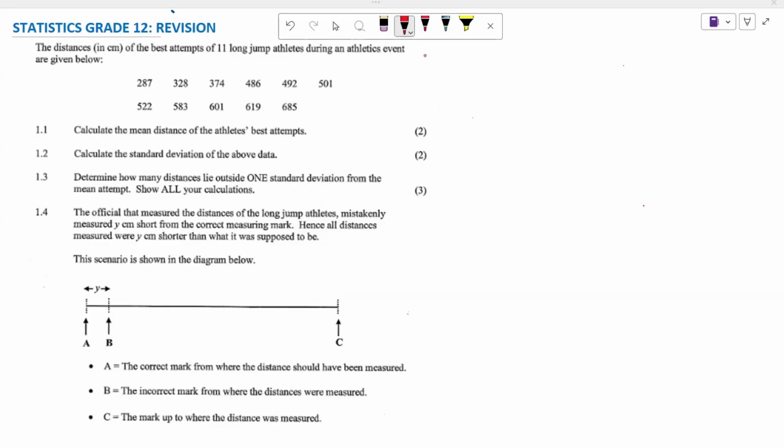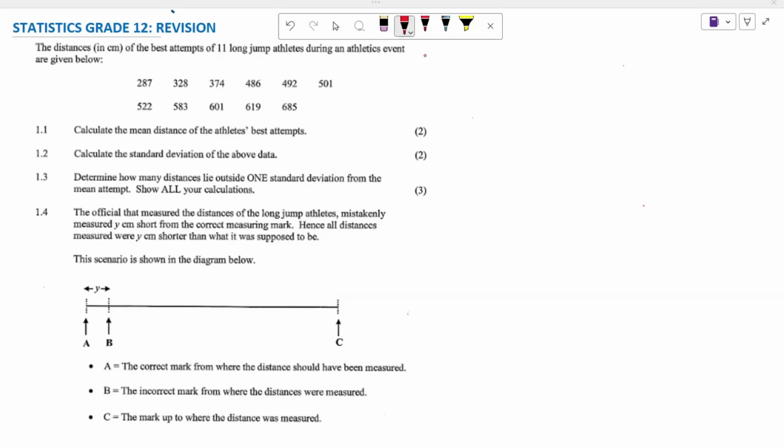So we are still looking at some of the things that you might have done in the previous grade, especially as far as statistics is concerned, right? We are trying to understand how we go about solving these questions. So now I want us to look at this particular question here.